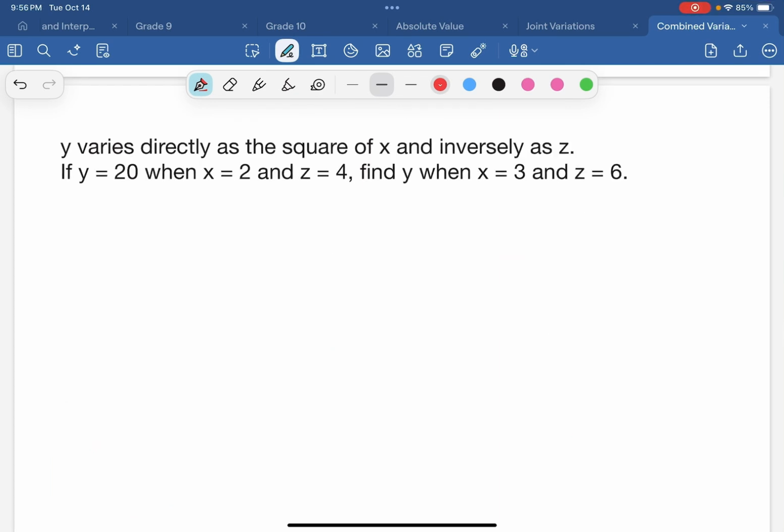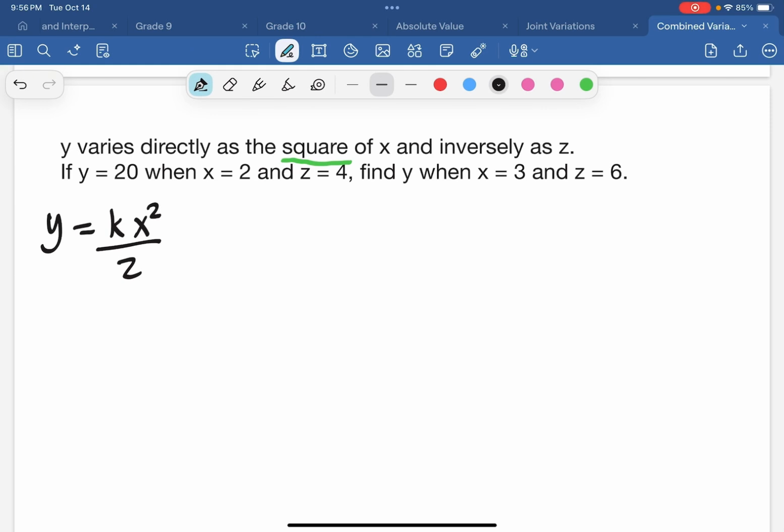Now for our next problem, this is now involving powers. So we have here square. Let's read this first. Y varies directly as the square of x and inversely as z. So here, y varies directly as the square of x, so x squared, and inversely as z. Be cautious in reading the given statement before you write the equation, because you might overlook something.